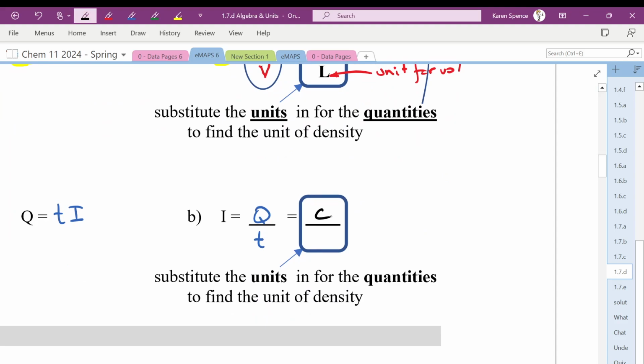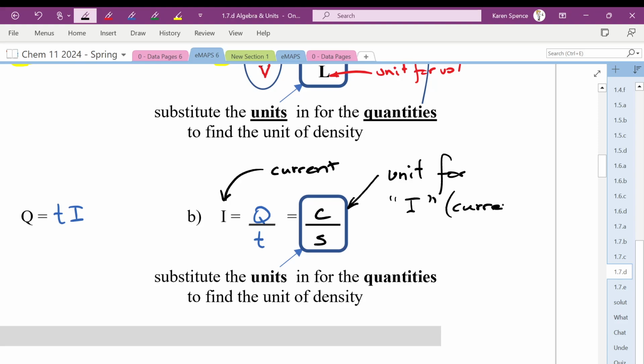And what is the unit for time? Seconds. So the unit for I, which is actually current, is measured in coulombs per second. This entire thing is the unit for I, which is current.